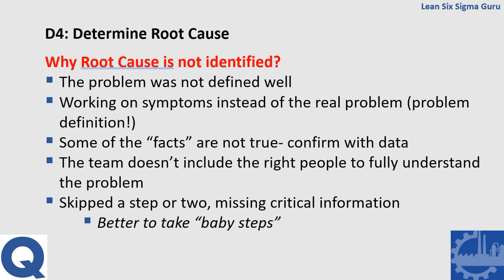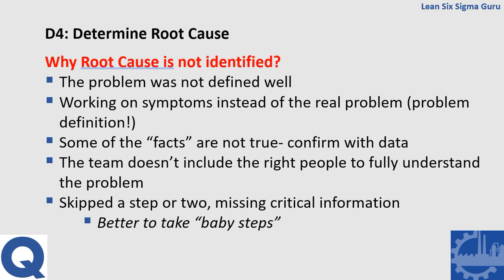Sometimes root cause is not identified, and this can have a variety of causes. For example, the problem was not defined well in the first place. This is really common. We can be working on symptoms instead of the real problem, because problem definition is not really adequate from the beginning. Some of the facts that we assume are not true, so we have to confirm everything with data.